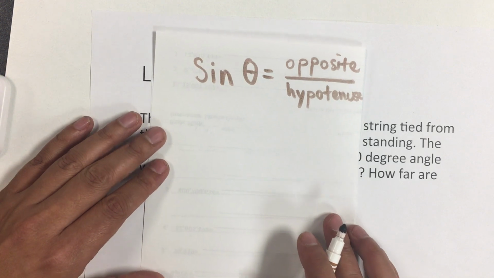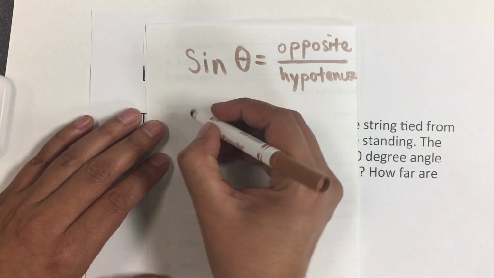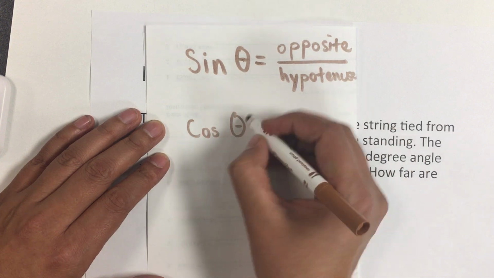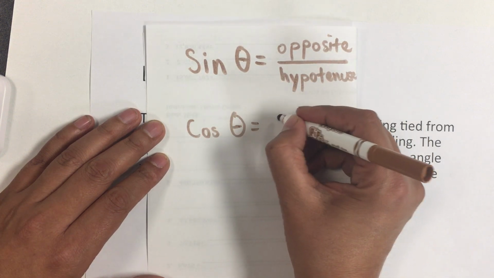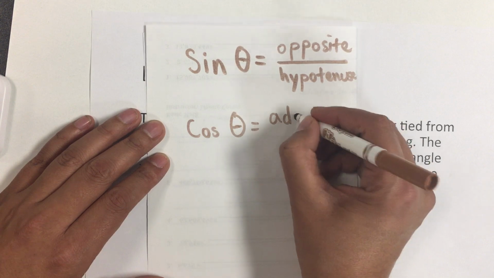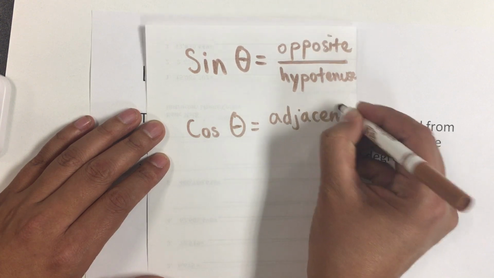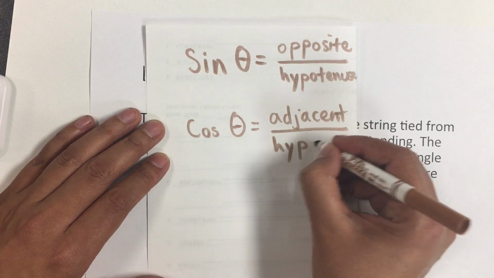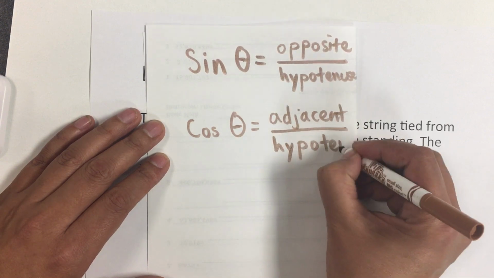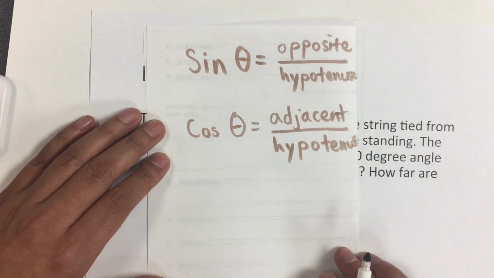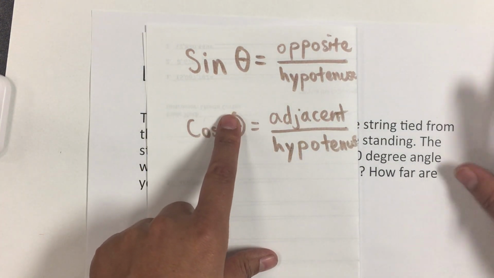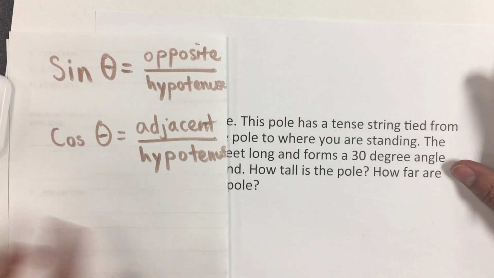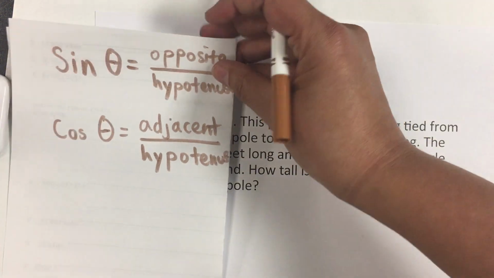Okay, and we will also be learning about the cosine. So the cosine of theta is equal to adjacent over hypotenuse. And so that's what we're going to be using today. So you might want to write it on a small flashcard and have it on the side.